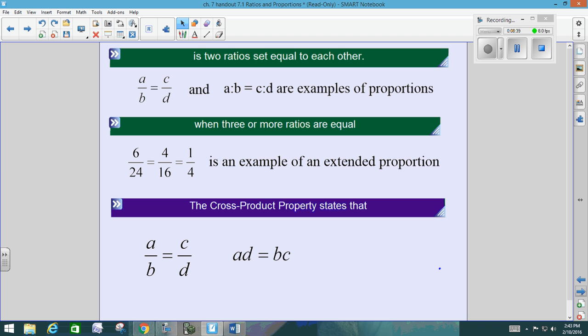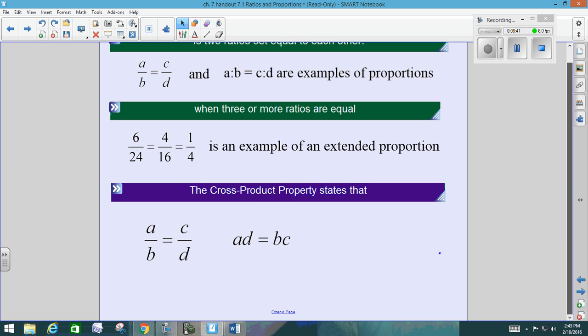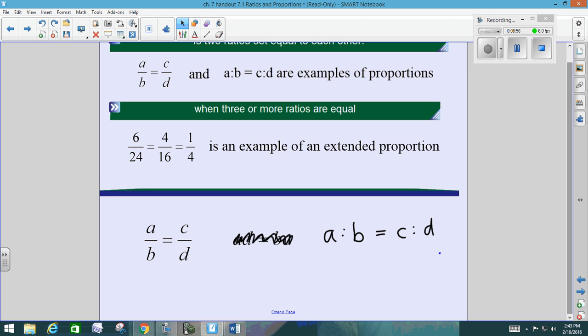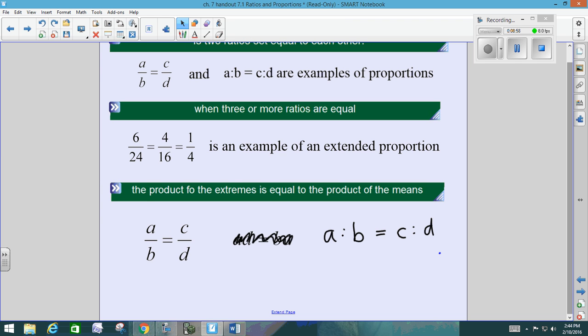Solving a proportion, you use your cross product property. Cross this off for a second. A is to B as C is to D. That'd be the same as saying A is to B as C is to D. Okay. The cross product property states that the product of the extremes equals the product of the means. Product of extremes equals product of means.